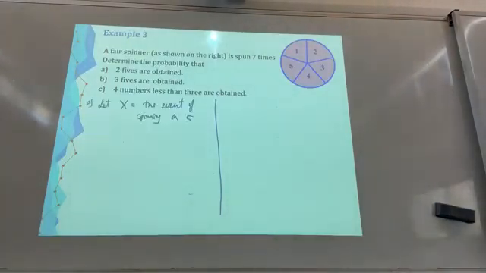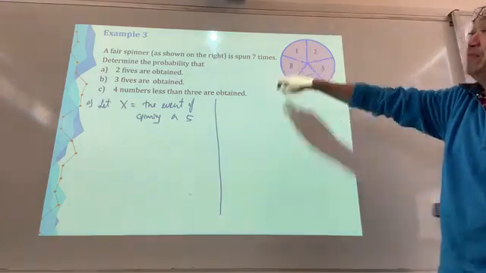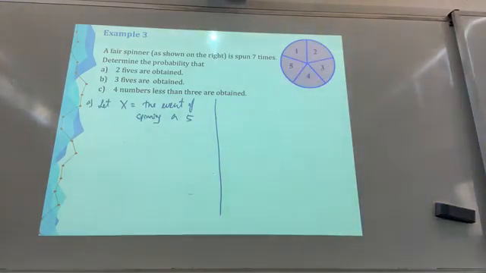So doing that, if I let X be the event of spinning a 5, the probability of success is 1 over 5, because there are 5 segments there. They are all equal, it's fair, so 1 over 5. So, therefore, I write down the distribution.